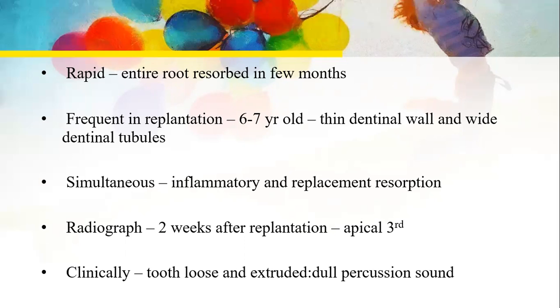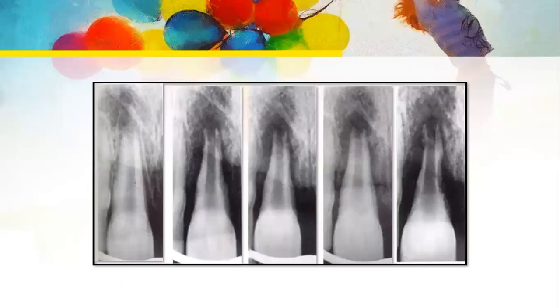So inflammatory and replacement resorption happen simultaneously here. In the radiographs, 2 weeks after replantation, you can see this kind of reaction in the apical third. Clinically, what you can see in such inflammatory resorption cases is that the tooth will gradually become loose. That is, it will be mobile and it will become extruded. Not like in the ankylosis case, where it will be in infraposition, whereas in this case the tooth will get extruded. And when you do the percussion, you will see a dull percussion sound.